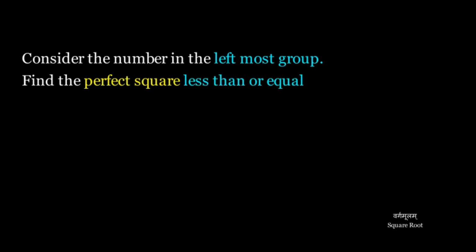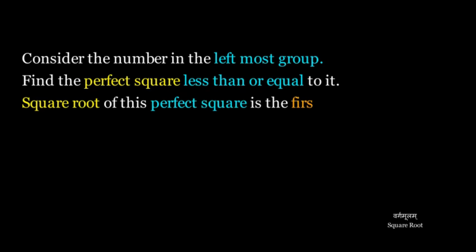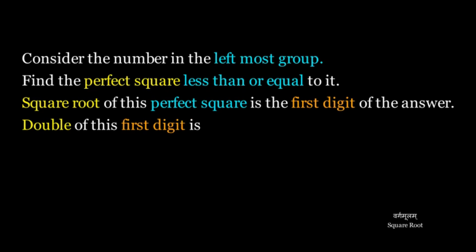Consider the number in the leftmost group. Find the perfect square less than or equal to it. The square root of this perfect square is the first digit of the answer. Double of this first digit is called the temporary divisor.